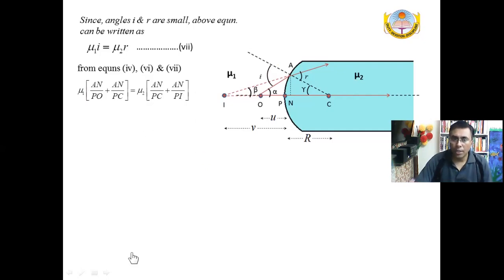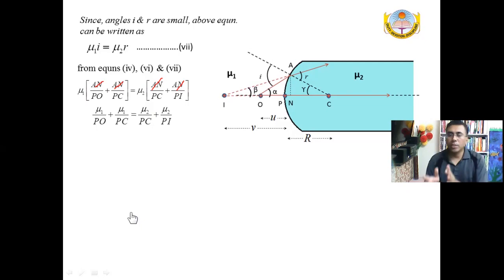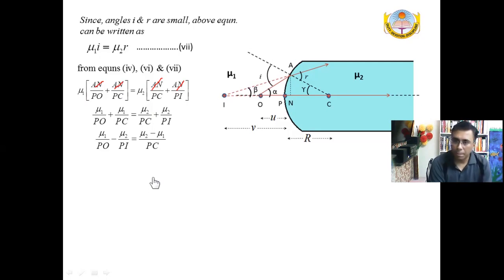Now, all the ANs are common, so I can cancel all the ANs. When I multiply mu1 and mu2 inside the bracket, I get mu1 upon PO plus mu1 upon PC equals mu2 upon PC plus mu2 upon PI. The next step is to take all the PC terms on one side of the equal to sign and keep the PO and PI terms on the other side. So this becomes mu1 upon PO minus mu2 upon PI equals mu2 minus mu1 upon PC.